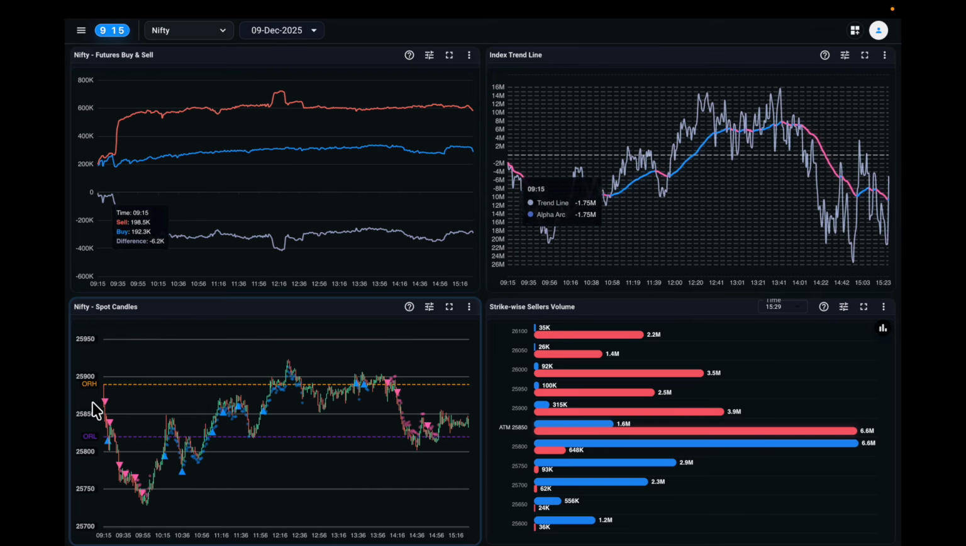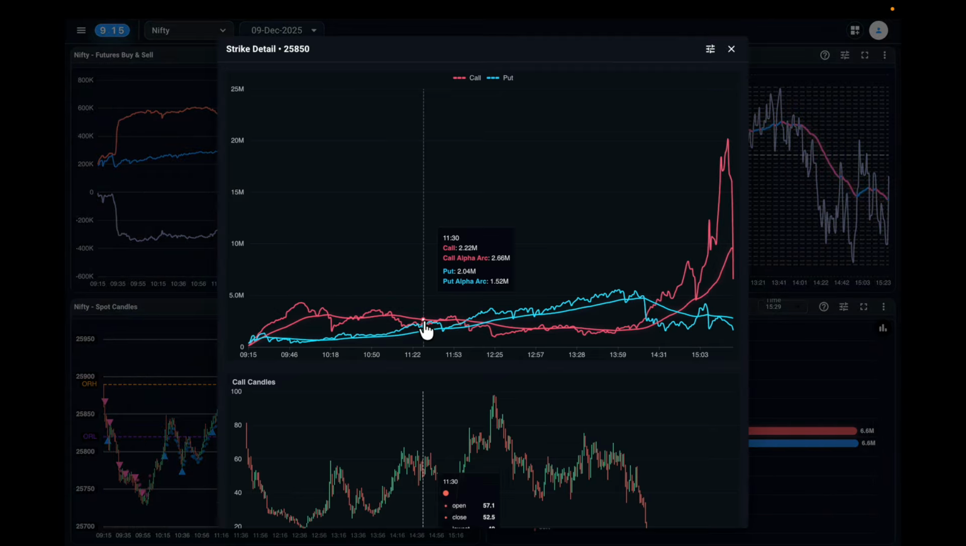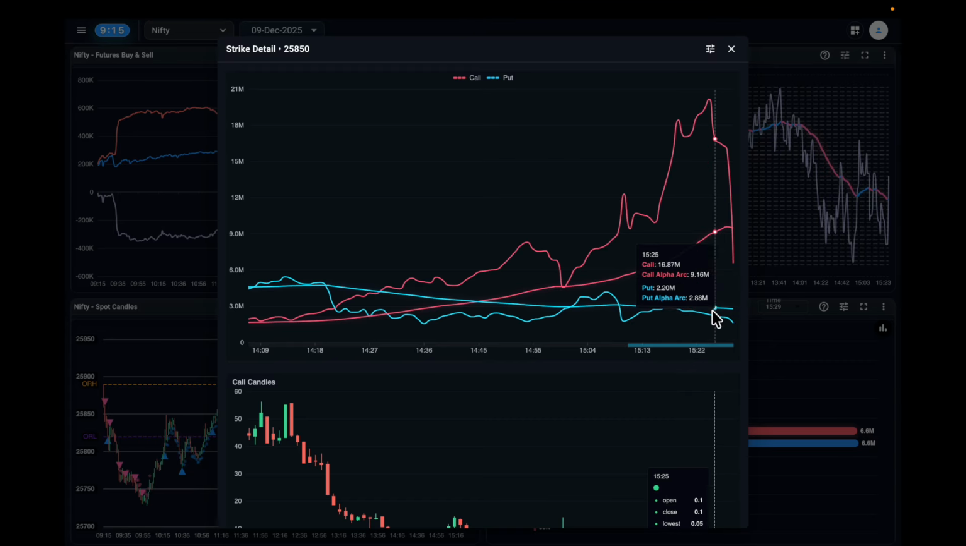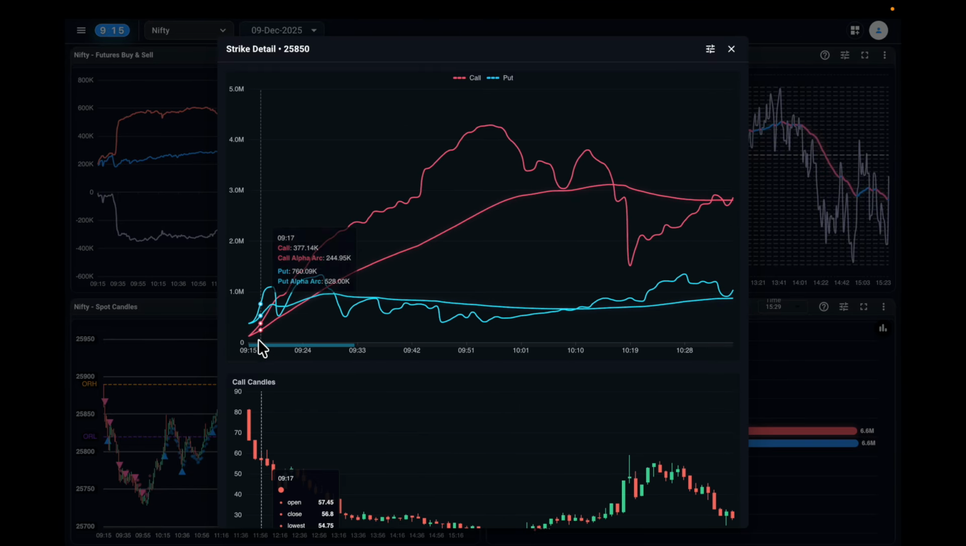So since we are at 25,850 at 9:16, I want to see what's happening in the morning, right? So I'll come to the same strike 25,850 and then I will see at 9:16 what is the situation. At 9:16 we have got 236,000 call sellers, but we also got 448k put sellers. Because put sellers are way more than call sellers, I will not look at what's happening at the price. I'm looking at volume. We predominantly base everything on volume, right? So I'll trust the volume.